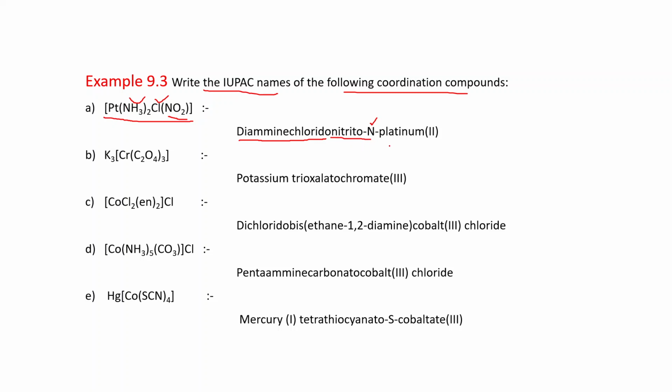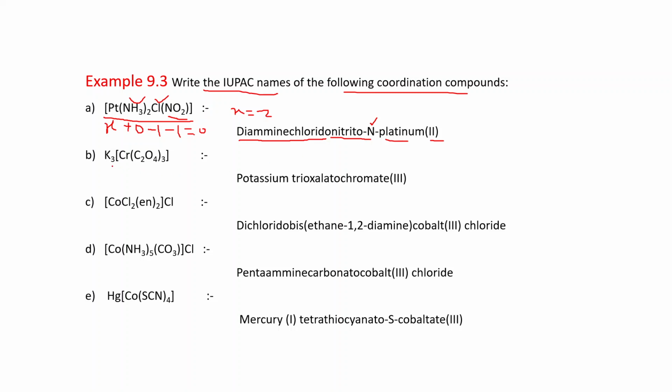Metal is platinum and its oxidation state is 2. Again, how did this oxidation state 2 come? Platinum is X, NH3 is neutral, Cl is -1, NO2 is again -1, and this is equal to 0. If you find the value of X, this will be 2. X is equal to 2.